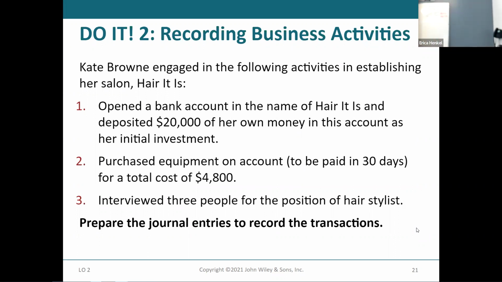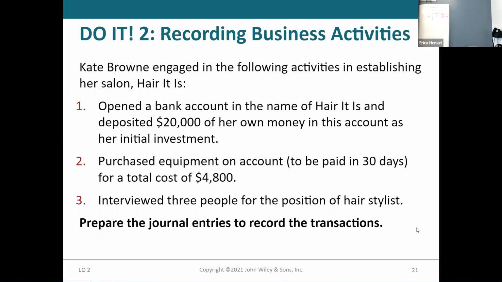So there's a couple things you're going to want to watch out for as you look at these entries. First, what are the accounts involved? Next, is that account increasing or decreasing? If you are increasing an account, you need to ask what the normal or natural balance for that account is, because that's what I would do to increase that account. And if I'm decreasing it, I would just do the opposite.